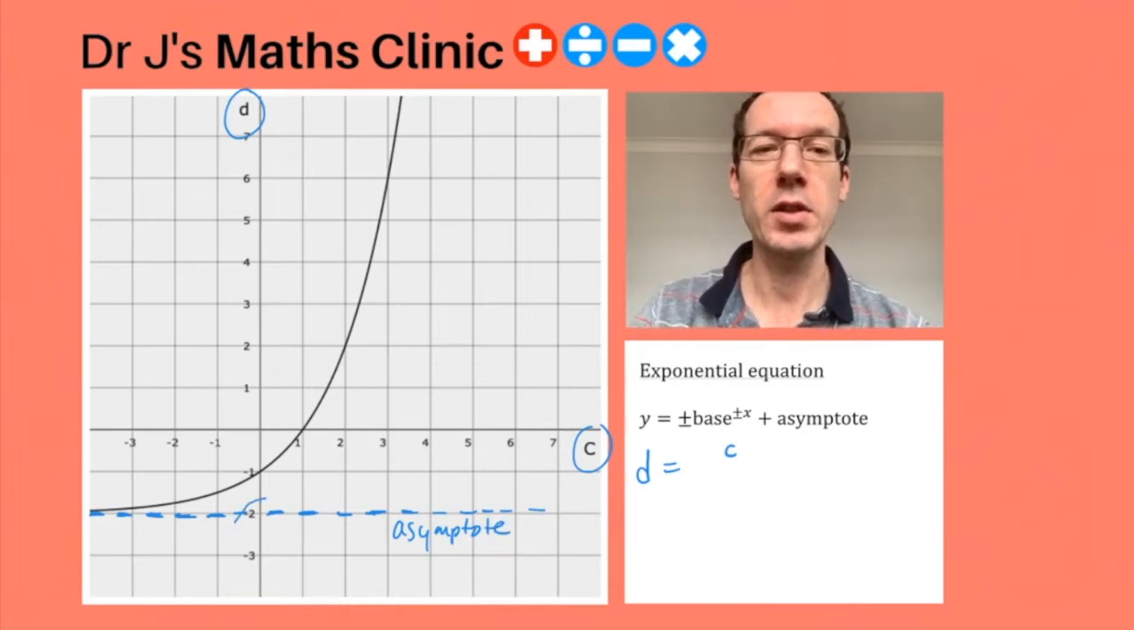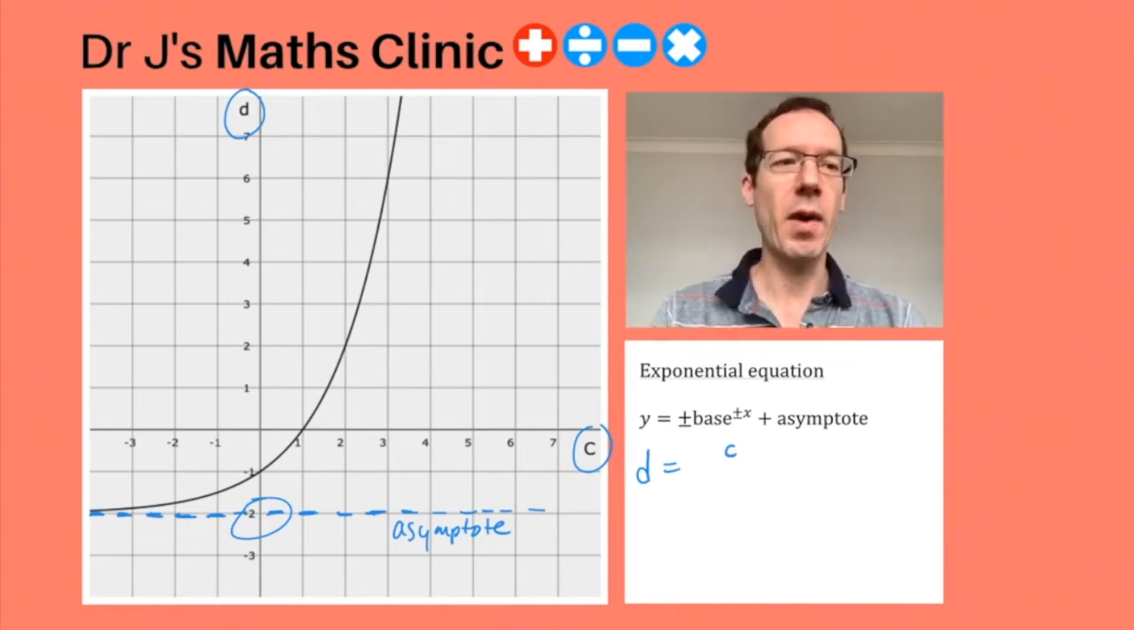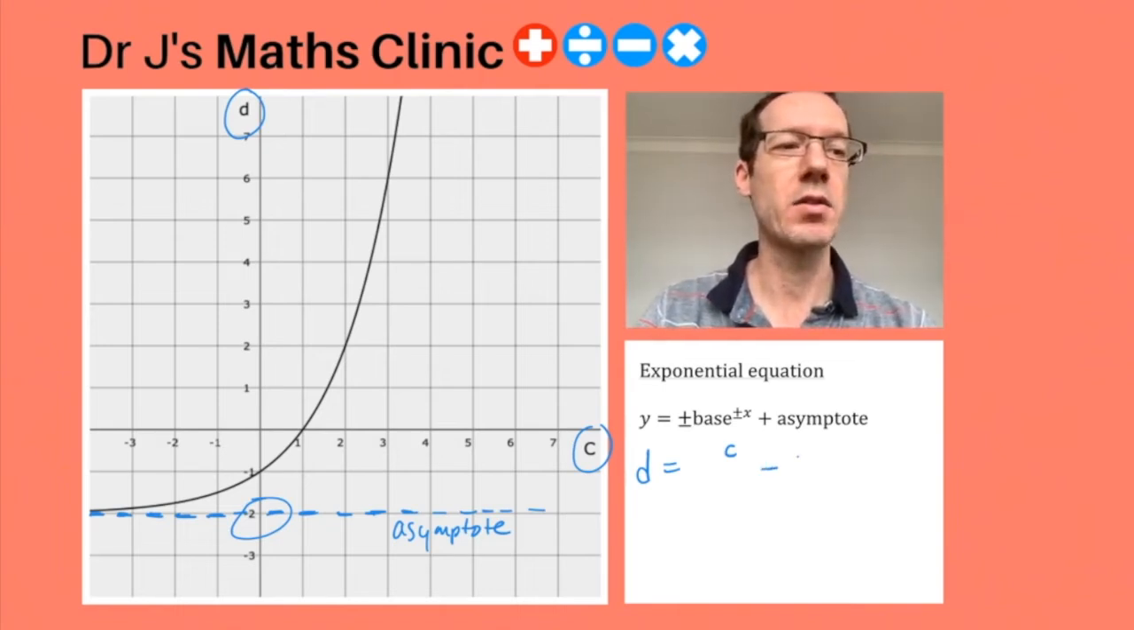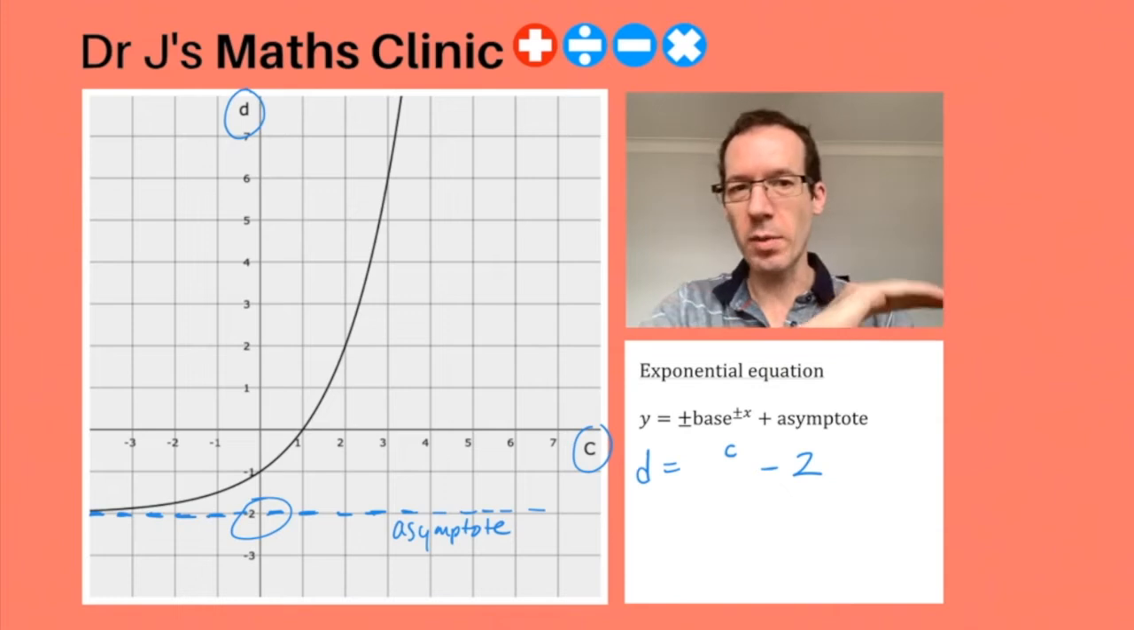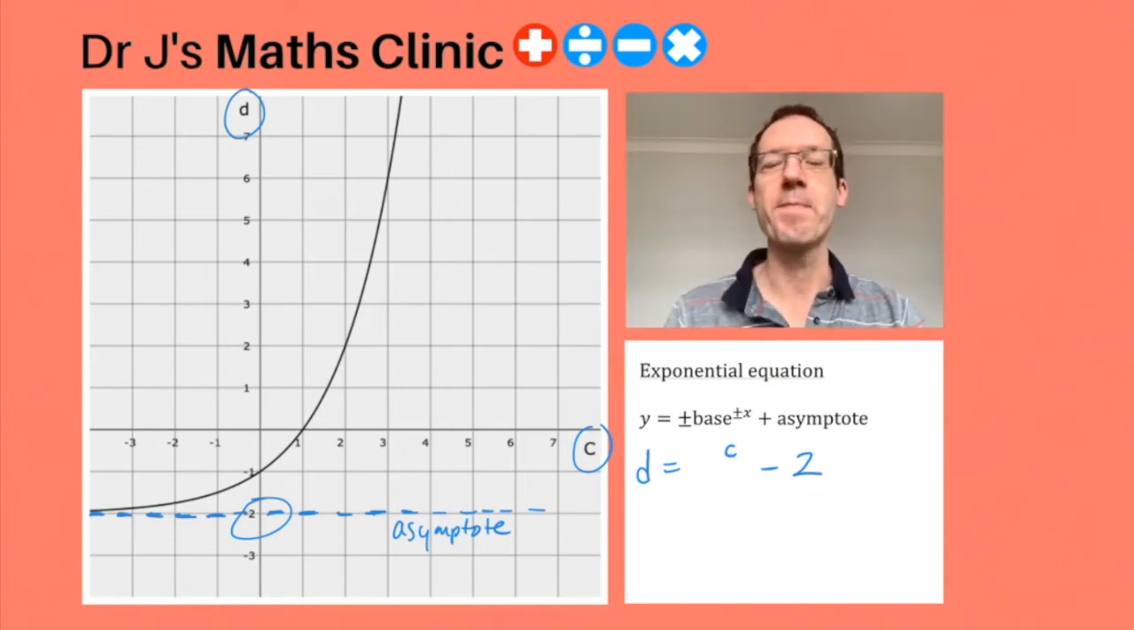And where does it cross? It crosses at -2. That's the -2 line. So my asymptote is -2 because it's on the -2 horizontal line, or D equals -2 line.